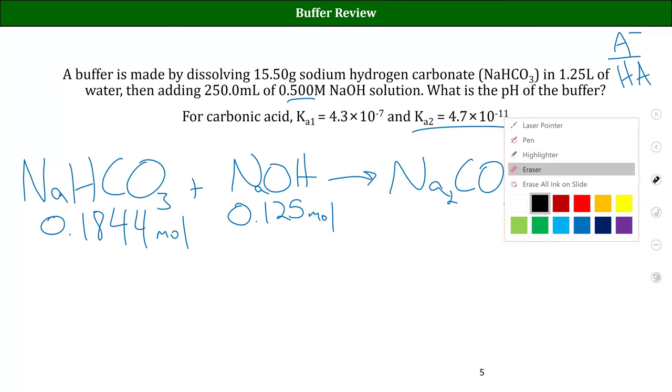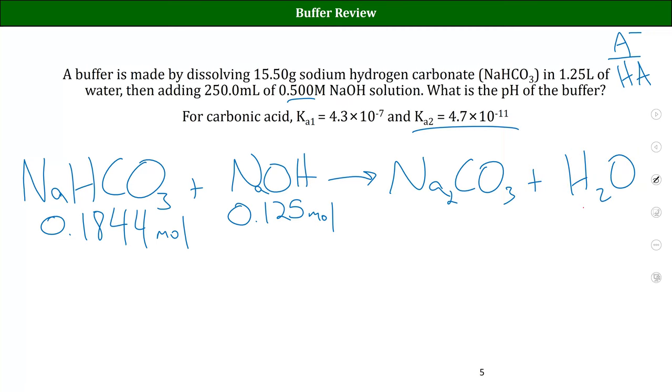So how do we figure out what our ratio is? Remember, this is where we're trying to go. How do we know what that ratio is going to be? An ICE table, bingo. These are initial amounts. We need to be in concentrations then, if we're doing stoichiometry, no.